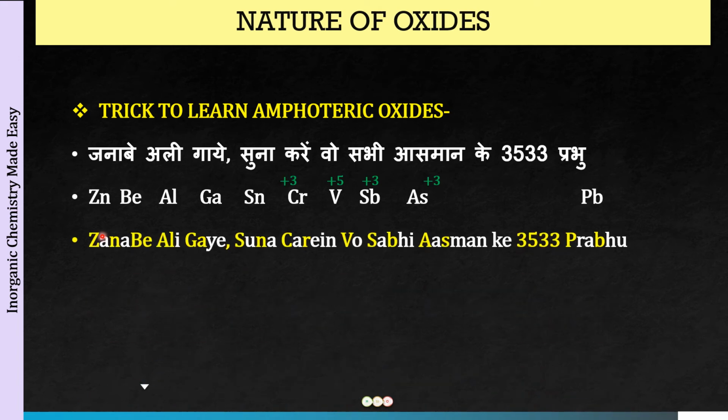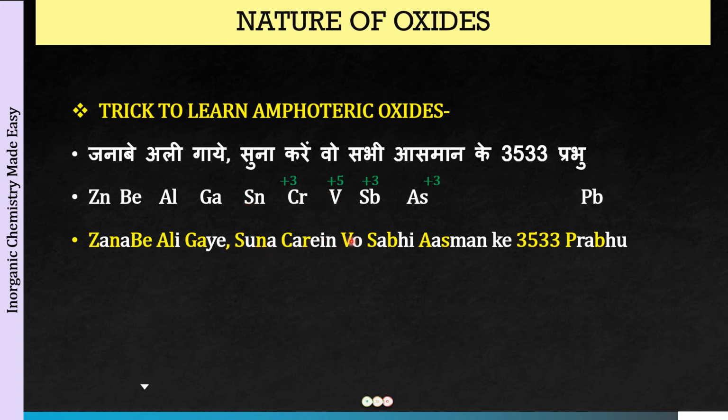I'll just write it in English also. And all the yellow ones, they are the symbols of these elements which are going to form amphoteric oxides. So first of all, we have Janabe. So in Janabe, we have zinc and beryllium. Ali is for aluminium. Then we have Gaye for gallium. Suna is tin. Kare is for chromium.